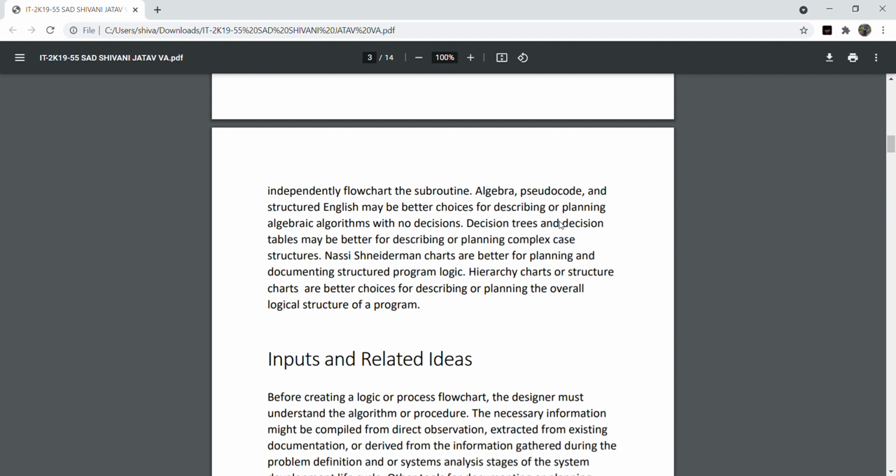Nassi-Shneiderman charts are better for planning and documenting structured program logic. Hierarchy charts or structure charts are better choices for describing or planning the overall logical structure of a program.